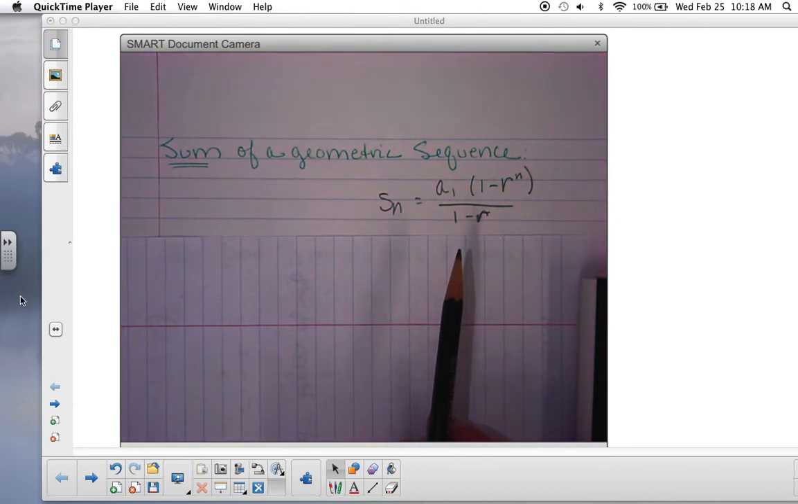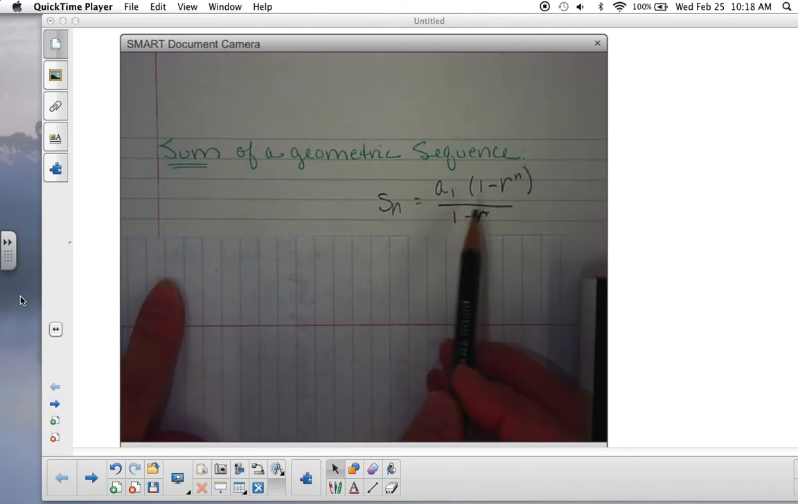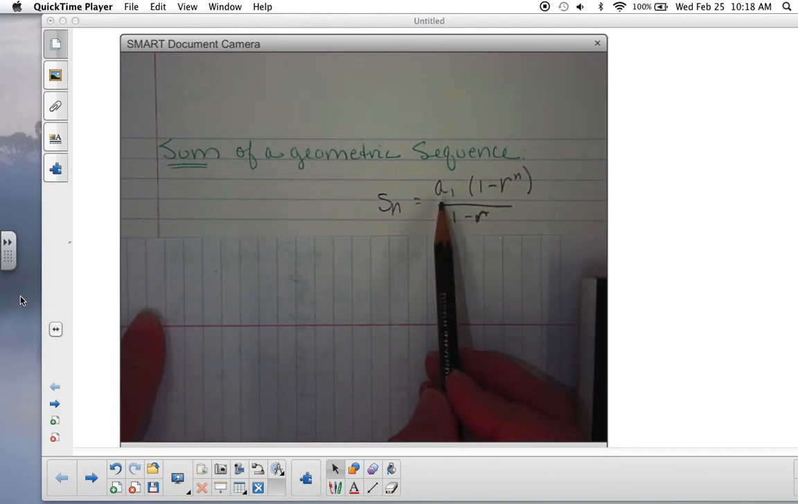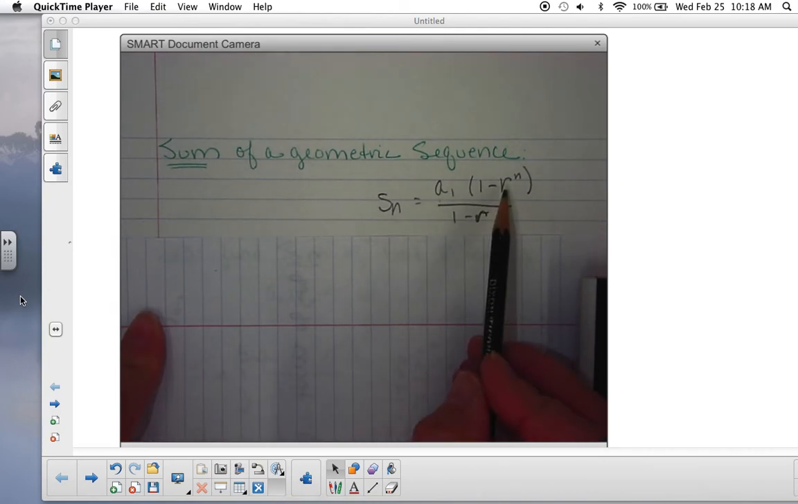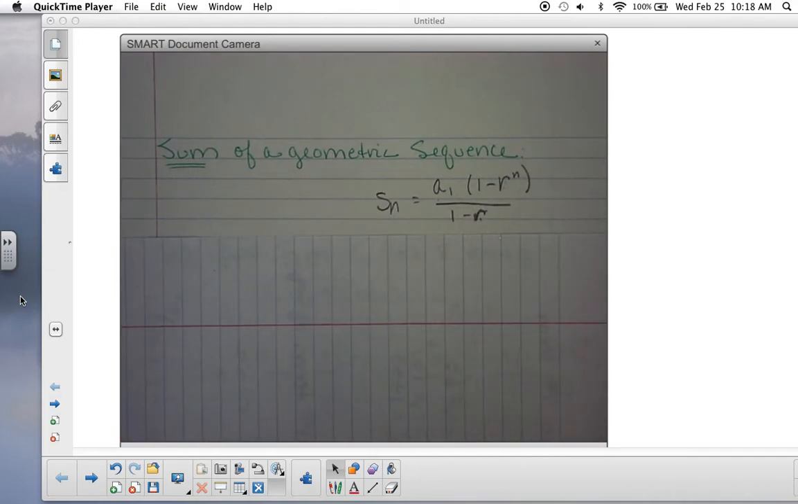So unlike what we did on day one, I'm never going to have to use the first formula and figure something out to plug in. This is actually a little bit easier. The only thing that it involves is the first term, the fixed ratio, and then the number of terms that we're trying to find the sum for.